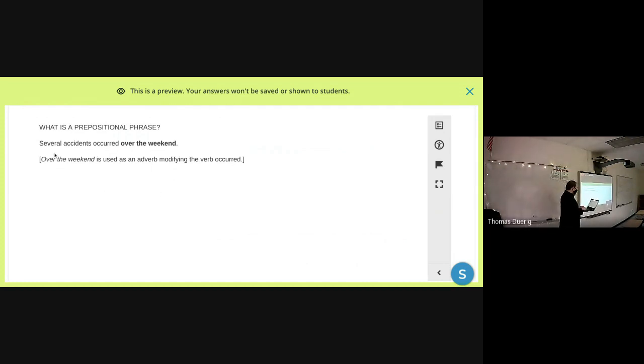But here's an example, right? Several accidents occurred over the weekend, right? And so in this example, I've spelled it out for you. Over the weekend is used like an adverb, right? Because it's modifying what occurred. So I could break this down. We have the whole thought here. Several accidents occurred. That is the complete thought. You could put a period there and you'd be fine because it has all the important things you need. Accidents, subject, occurred, verb. That's what happened. Accidents occurred. You could even get rid of several, and that's a sentence.